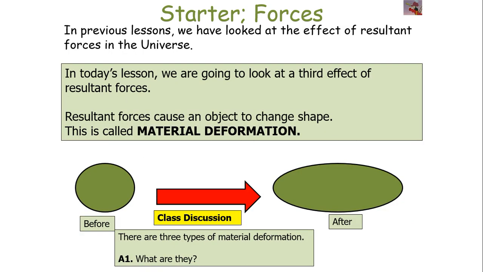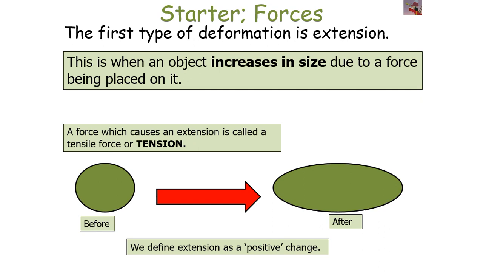Now, there's actually a third effect that a resultant force can cause. A resultant force can cause an object to change shape, which is what we call material deformation. Now, there are actually three types of material deformation that we can observe. The first type of deformation is called extension. Now that's where an object increases in size due to the force being placed on it.